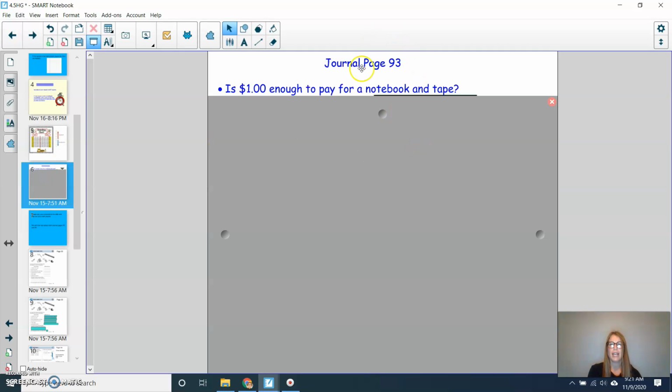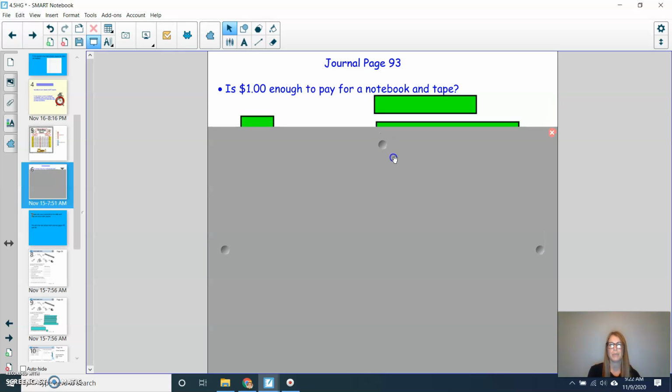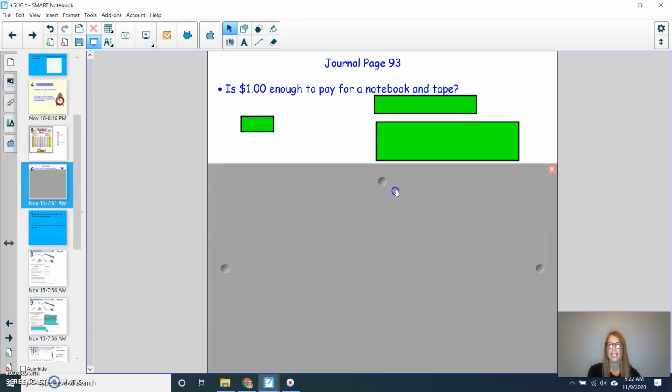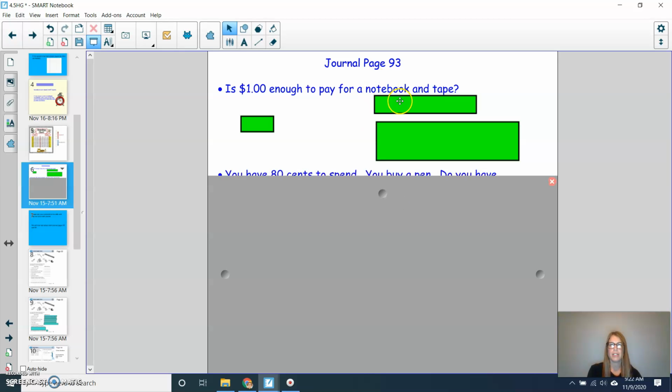So I'm going to look at journal page 93 as I work through these problems. If I have $1, is that enough to pay for a notebook and tape? So watch as I talk about this problem. So I know that a notebook costs 69 cents and I know that tape costs 52 cents. Now I'm going to estimate these numbers in order to see if I have enough.